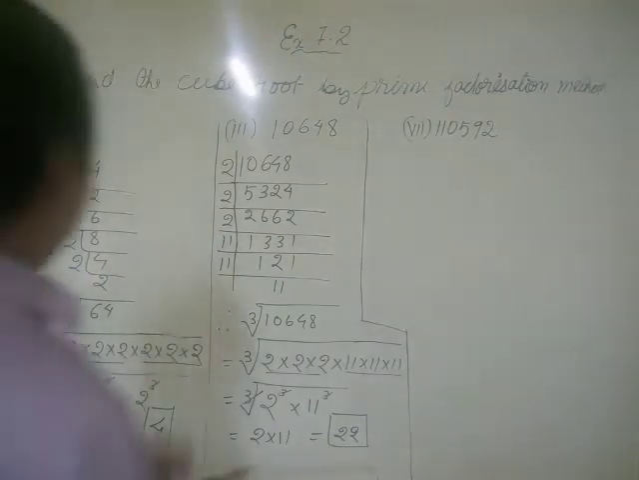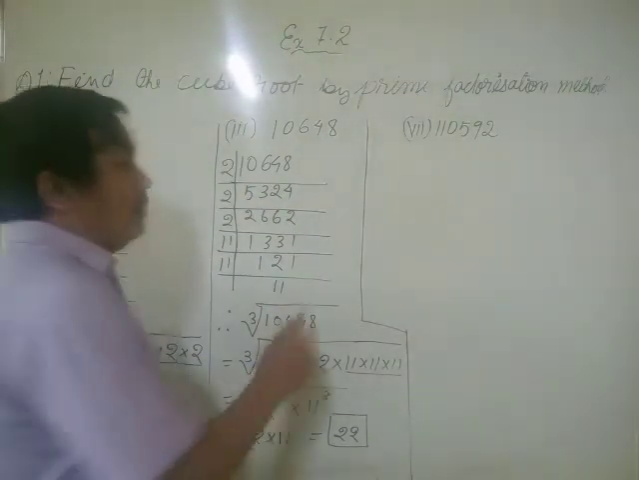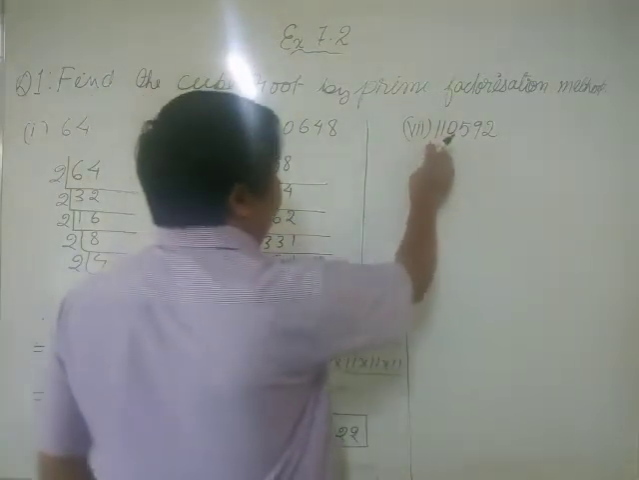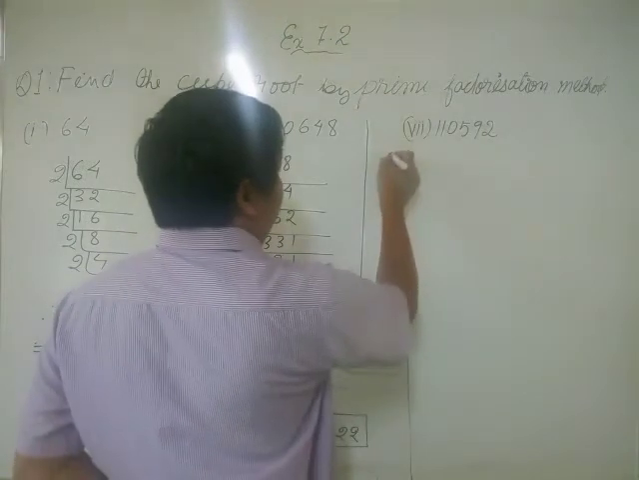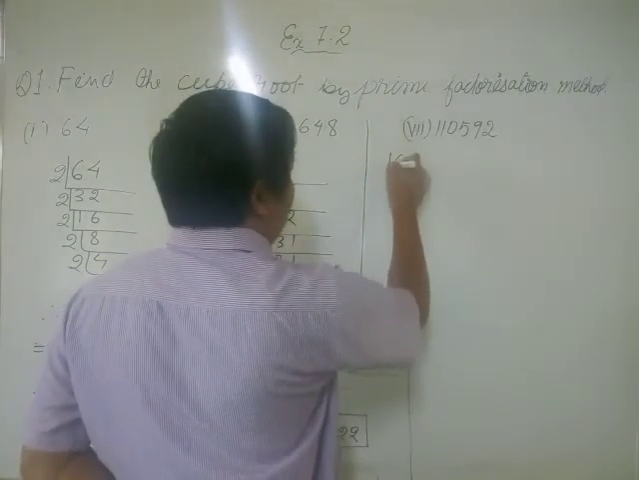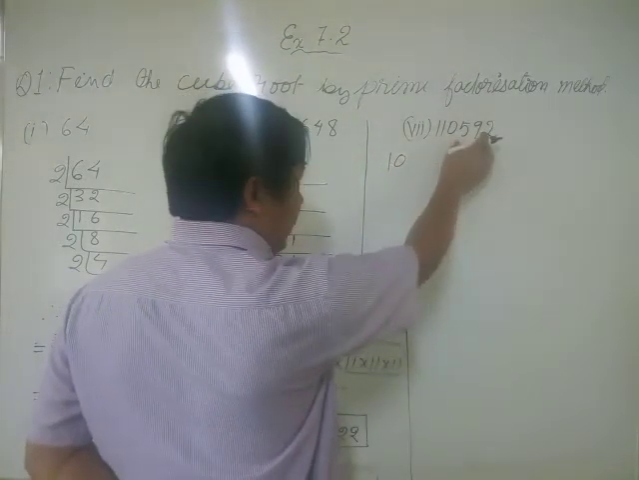Now let us go to the next question. Question number 7. Roman number 7, we have the number 11,592. So we are going to find out the cube root of this number. For that, first of all, we have to find the prime factors, isn't it? Yes.